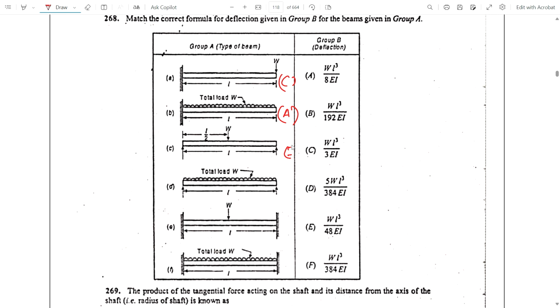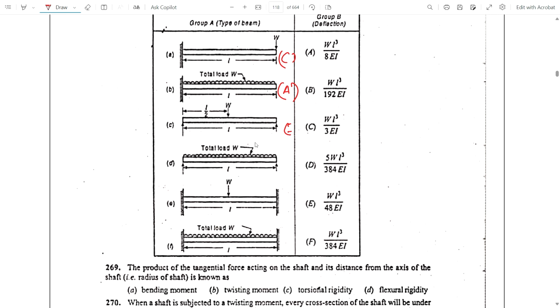Okay, now the fourth one is a simply supported beam with UDL given. The deflection here is 5 WL cube by 384 EI. This is D. Now this is a fixed beam with point load in the middle.